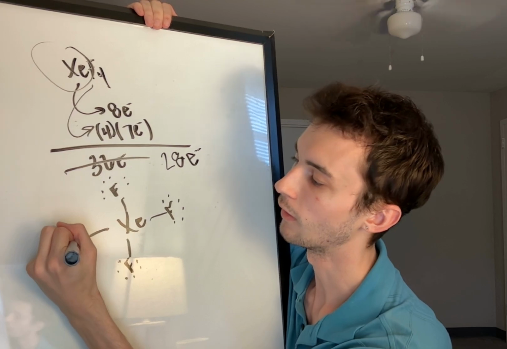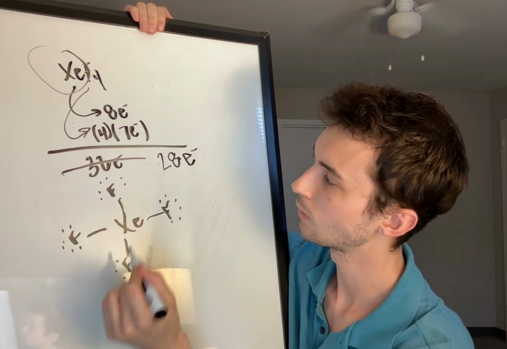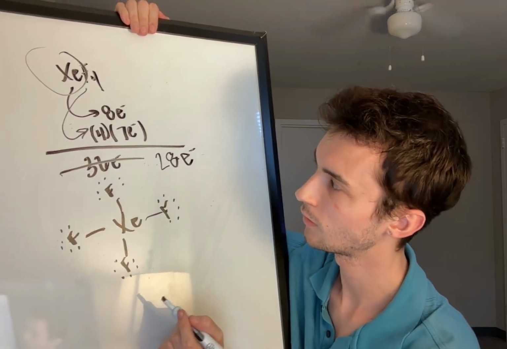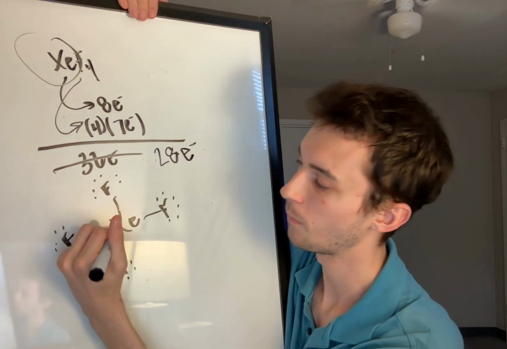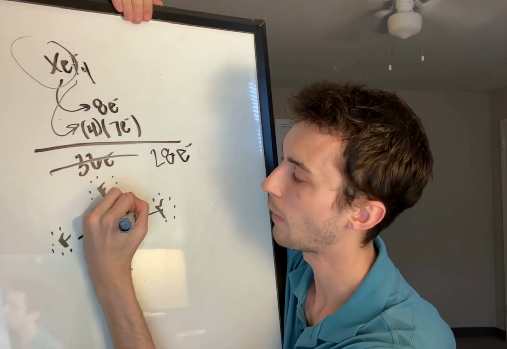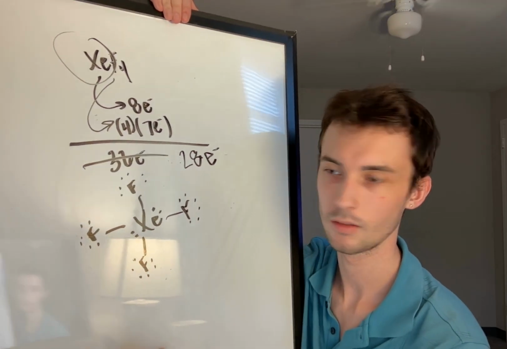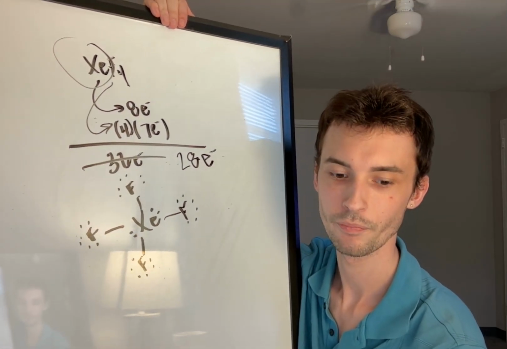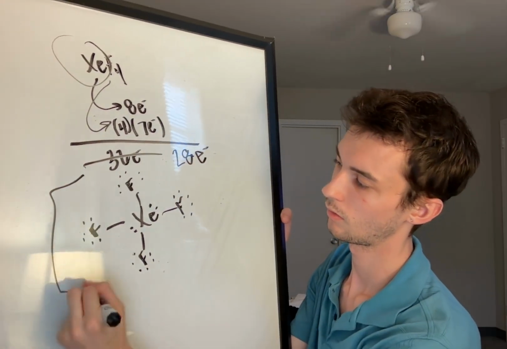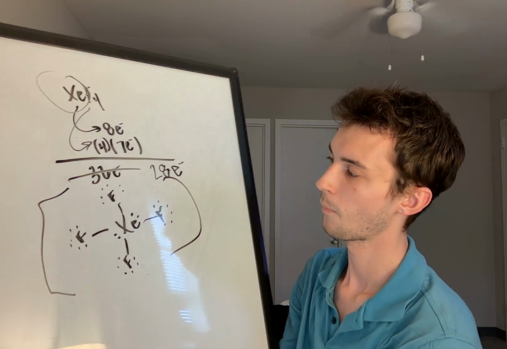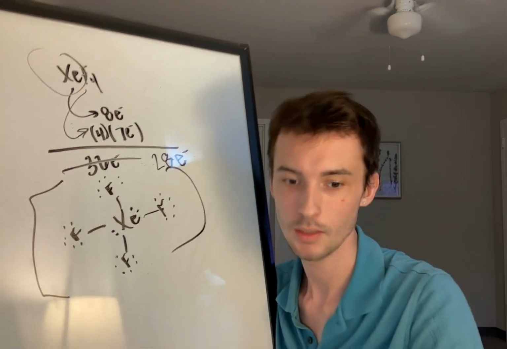But we are left with, let's see, we have used 32 electrons, so we're left with 4 extra. Where are they going to go? So we're going to put 2 lone pairs on the xenon, and this will be our final structure. Okay, so what makes this molecule different than the last one that we did?